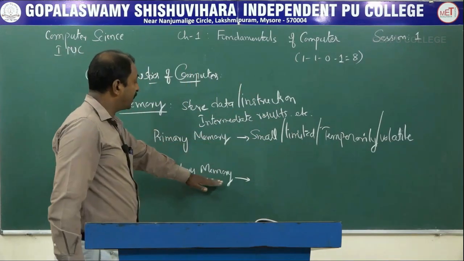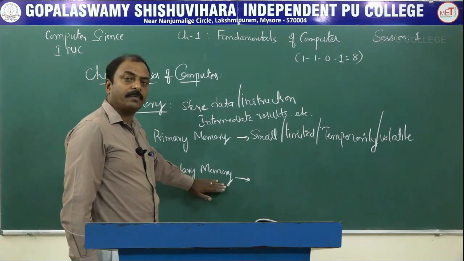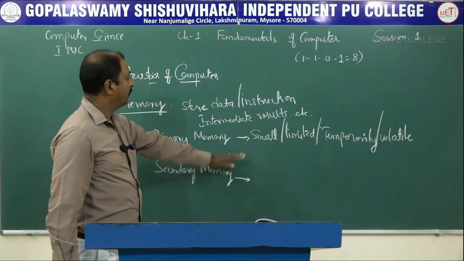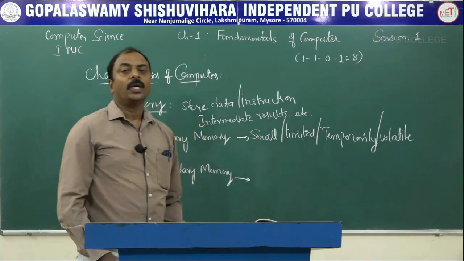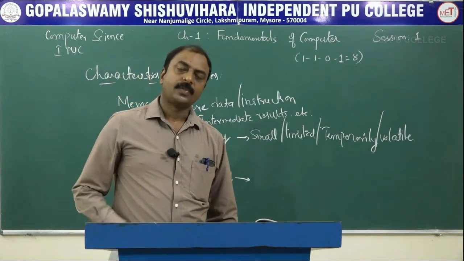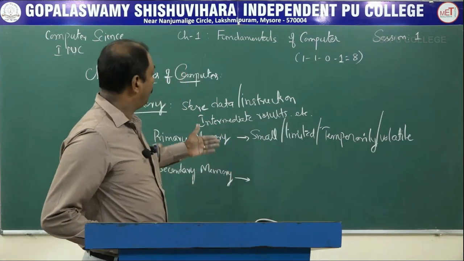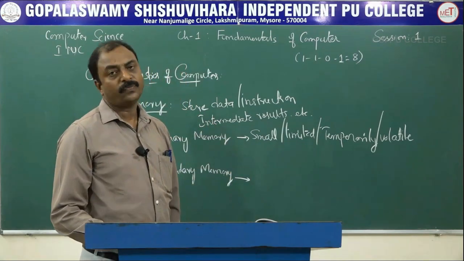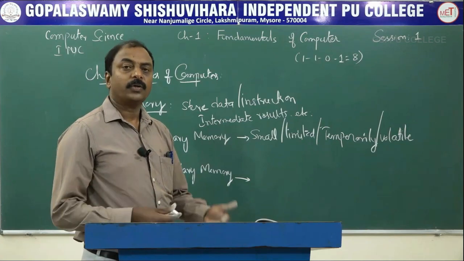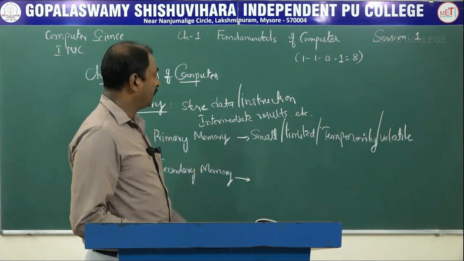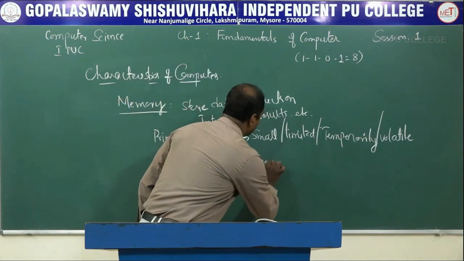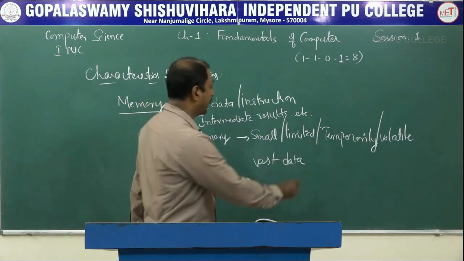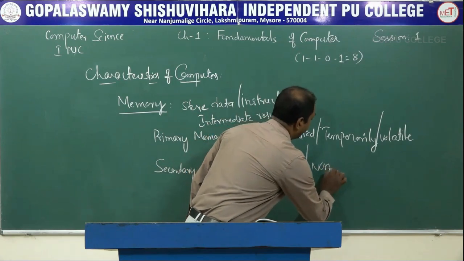Now, why are we looking for secondary memory? As I told you, primary memory is a limited memory. Suppose I want to store a large amount of data; in that case primary memory may not be sufficient. So we have to go for secondary memory. This secondary memory is used to store vast data, and not only that, it is a non-volatile memory.